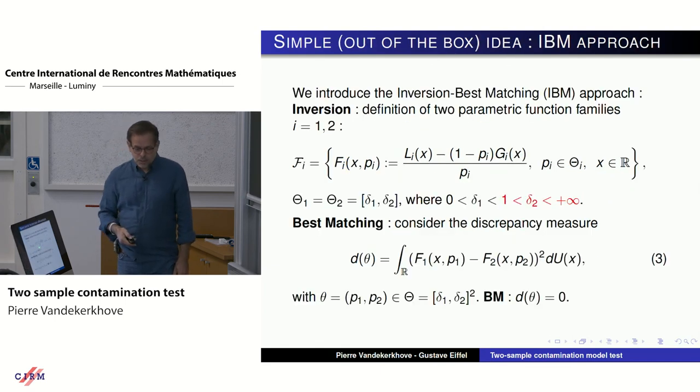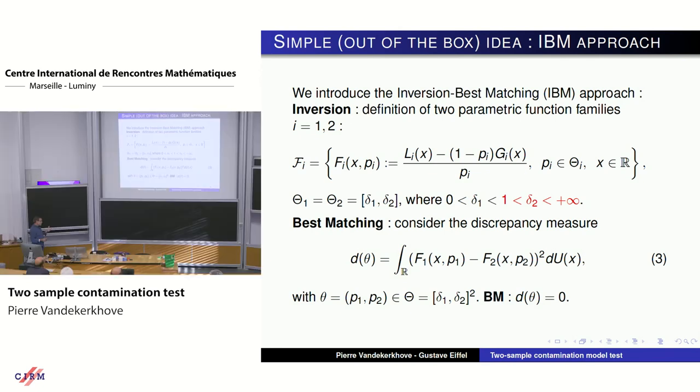And the idea is now to recycle the previous idea. So we're going to create two parametric inverse CDFs. The proportion P will belong to a parametric space which is defined by delta 1, delta 2. Delta 1 is greater than 0. Delta 2 is a little bit higher than 1 in case we have to deal with a proportion at the border of the parametric space. So it can exceed 1 a little bit. It's not a big deal, okay? And so this is the inversion approach, standing for the I of IBM.